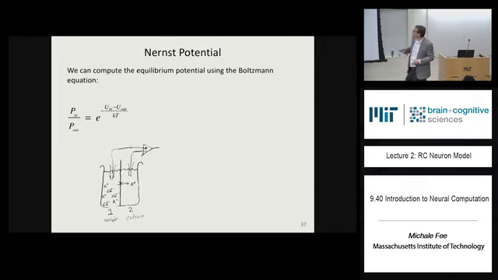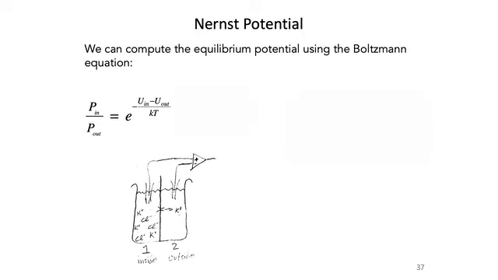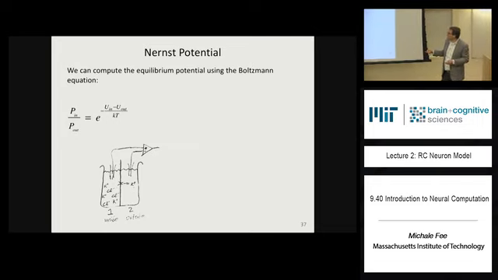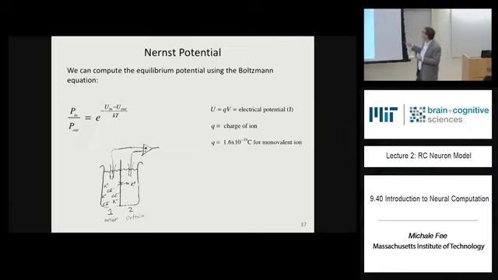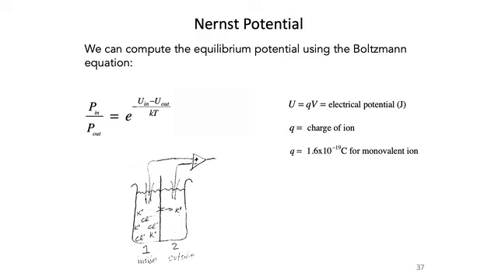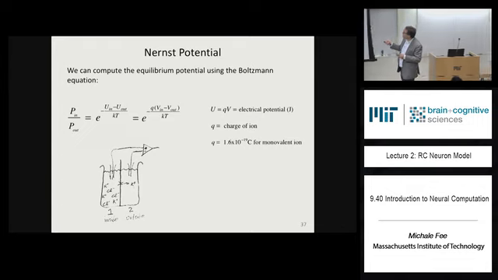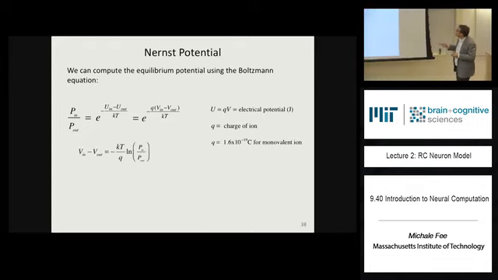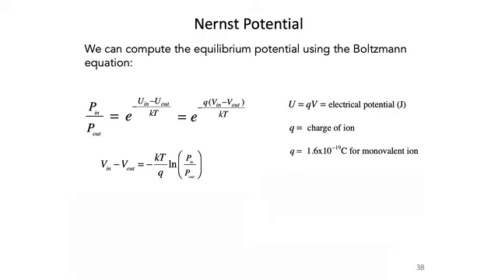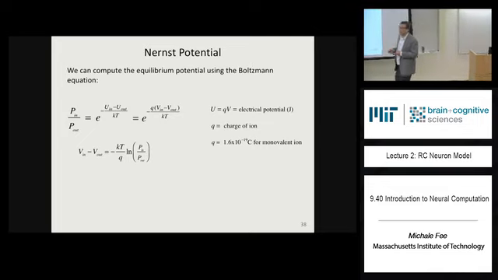Okay, so we're ready to do this. The ratio of probabilities is e to the minus energy difference over kT. What's the energy of a particle here versus here? Well, that's a charged particle. The energy difference is just given by the voltage difference. So energy is charge times voltage, where Q is the charge of an ion. The ratio of probabilities is e to the Q times voltage difference over kT. Take the log of both sides and solve for the voltage difference: V in minus V out equals minus kT over Q times the log of the probability ratio.